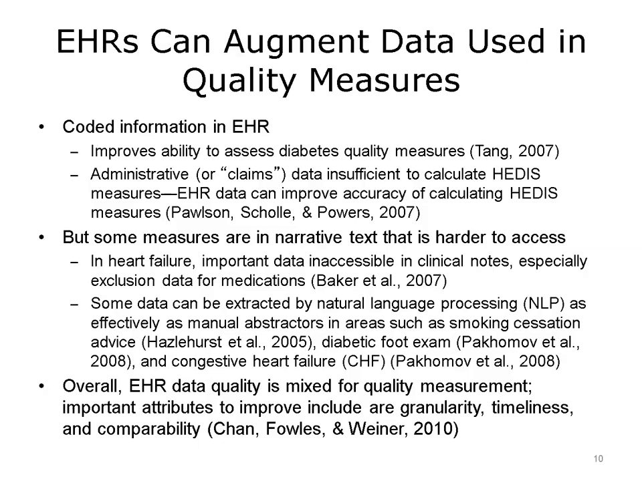One example of this is exclusion data for medications that patients should be on, such as a beta blocker or an angiotensin-converting enzyme inhibitor. On the other hand, some data can be extracted by natural language processing techniques as effectively as manual abstraction in particular areas.